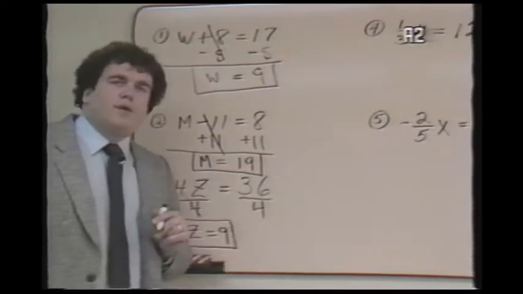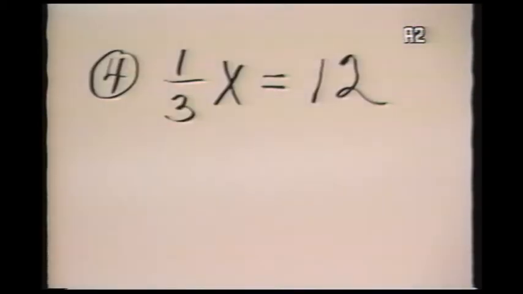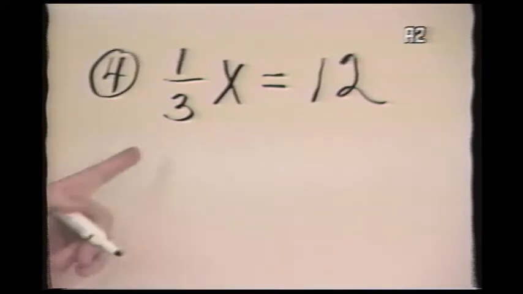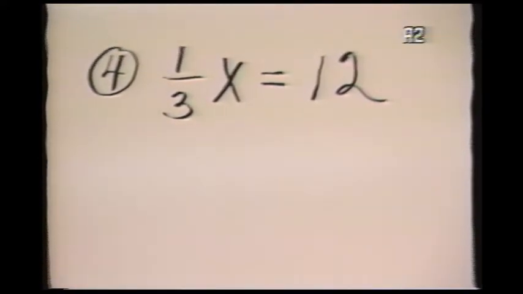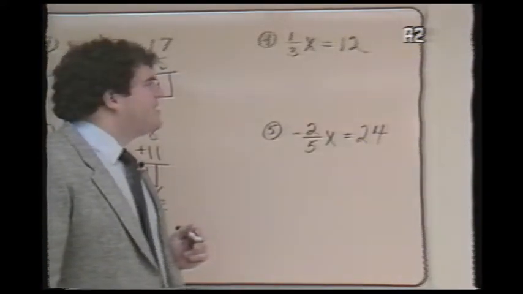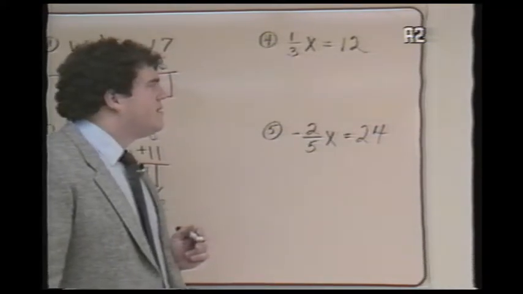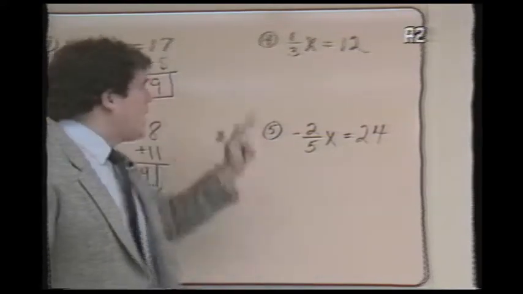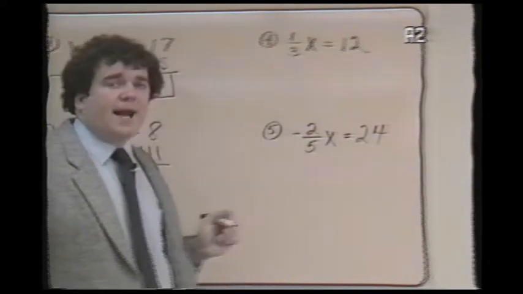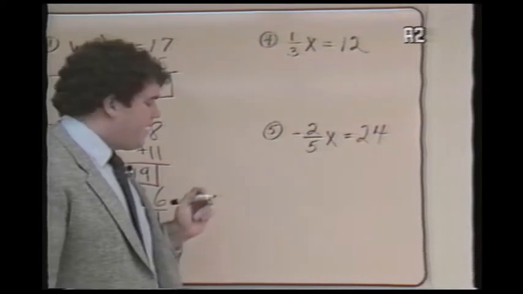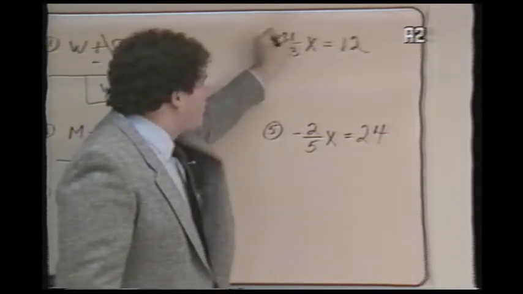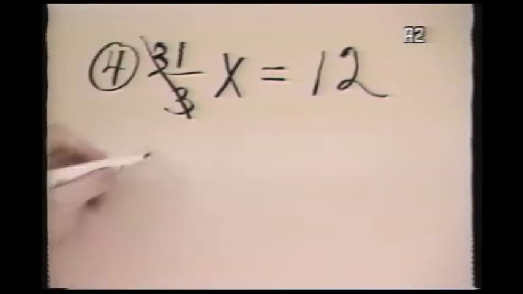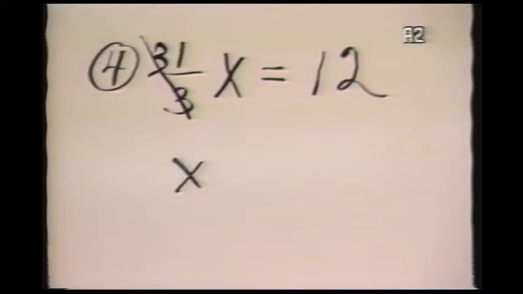Problem number 4. 1/3 x equals 12. Now be very careful here. A lot of people make mistakes when they get a fractional coefficient. When 1/3 x equals 12, some people divide by 3. Don't do that. What I want you to do is to multiply each side of the equal sign by 3. Because 3 times 1/3 x will give me that 1x I'm looking for.